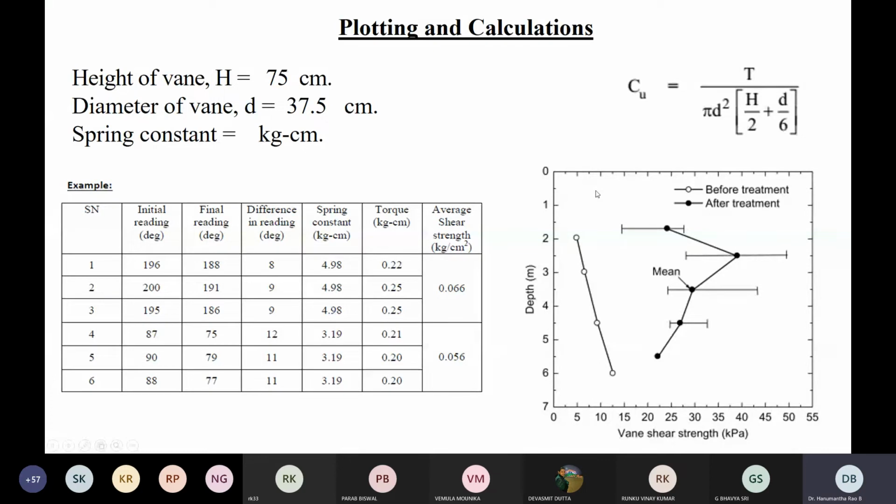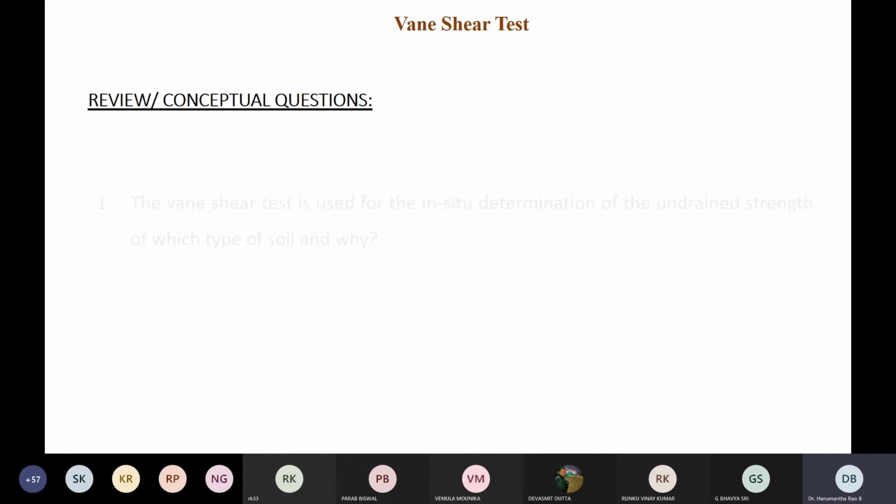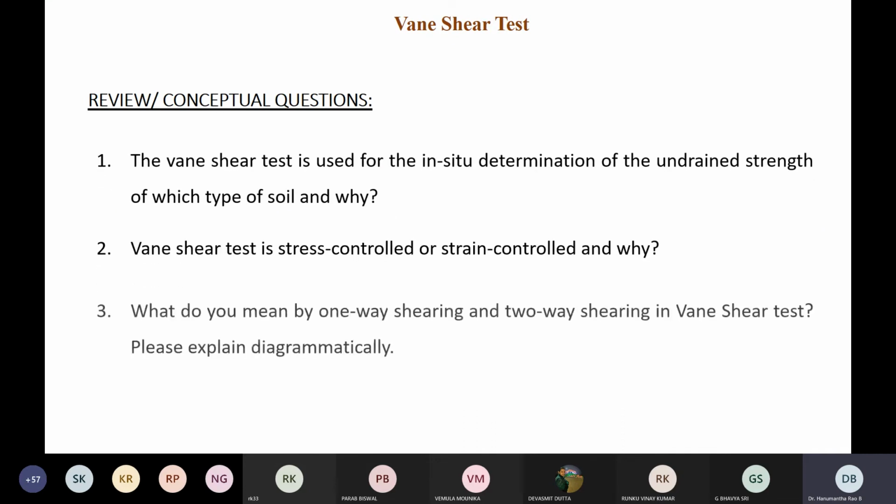Okay. So as I was explaining, typically the shear strength is less than 100 kilopascals. As you can see, the shear strength is very low. 5 kilopascals, 10 kilopascals, 20, 30, 40. It's less than even 50 kilopascals. Then report the value of the cohesive strength. That's it. Very simple. And these are the review questions.